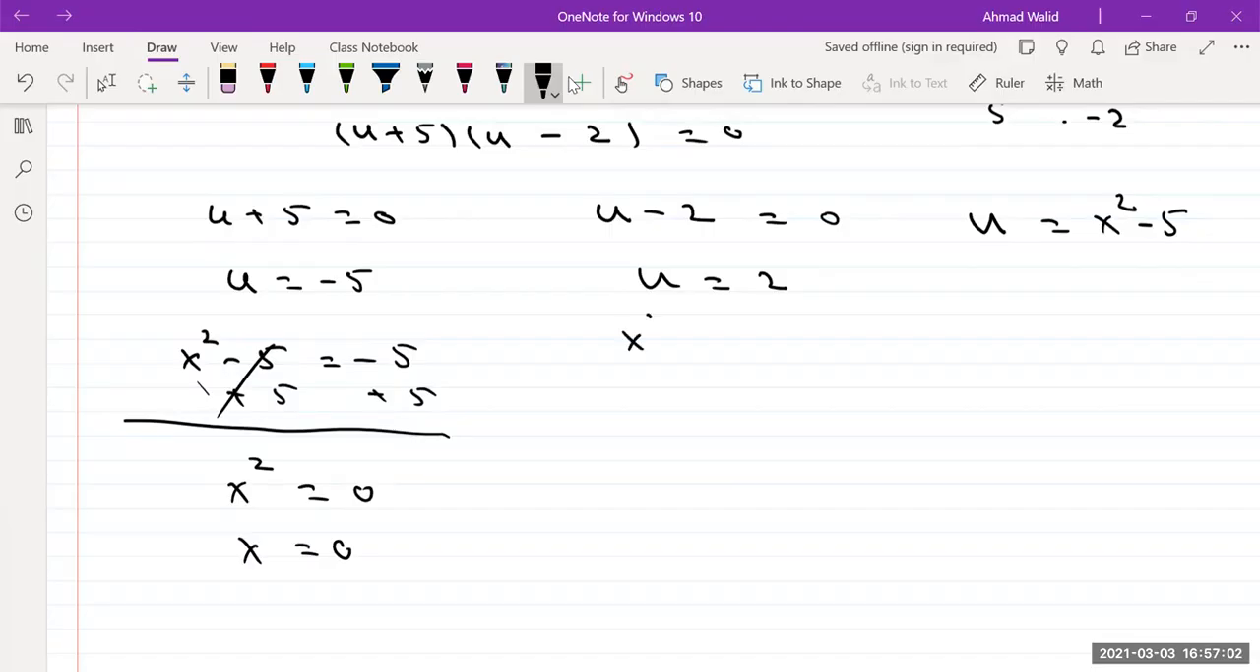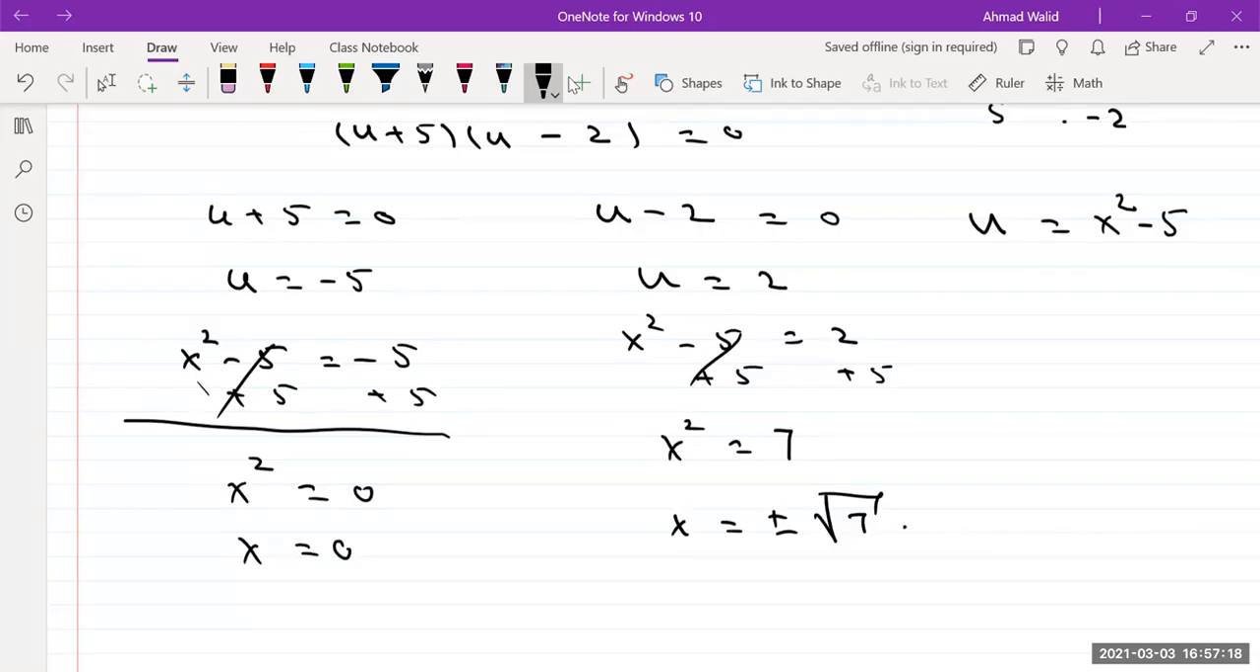Here, x squared minus 5 equals 2. Add 5 to both sides. x squared equals 7. It means x equals plus or minus the square root of what? 7, for answer.